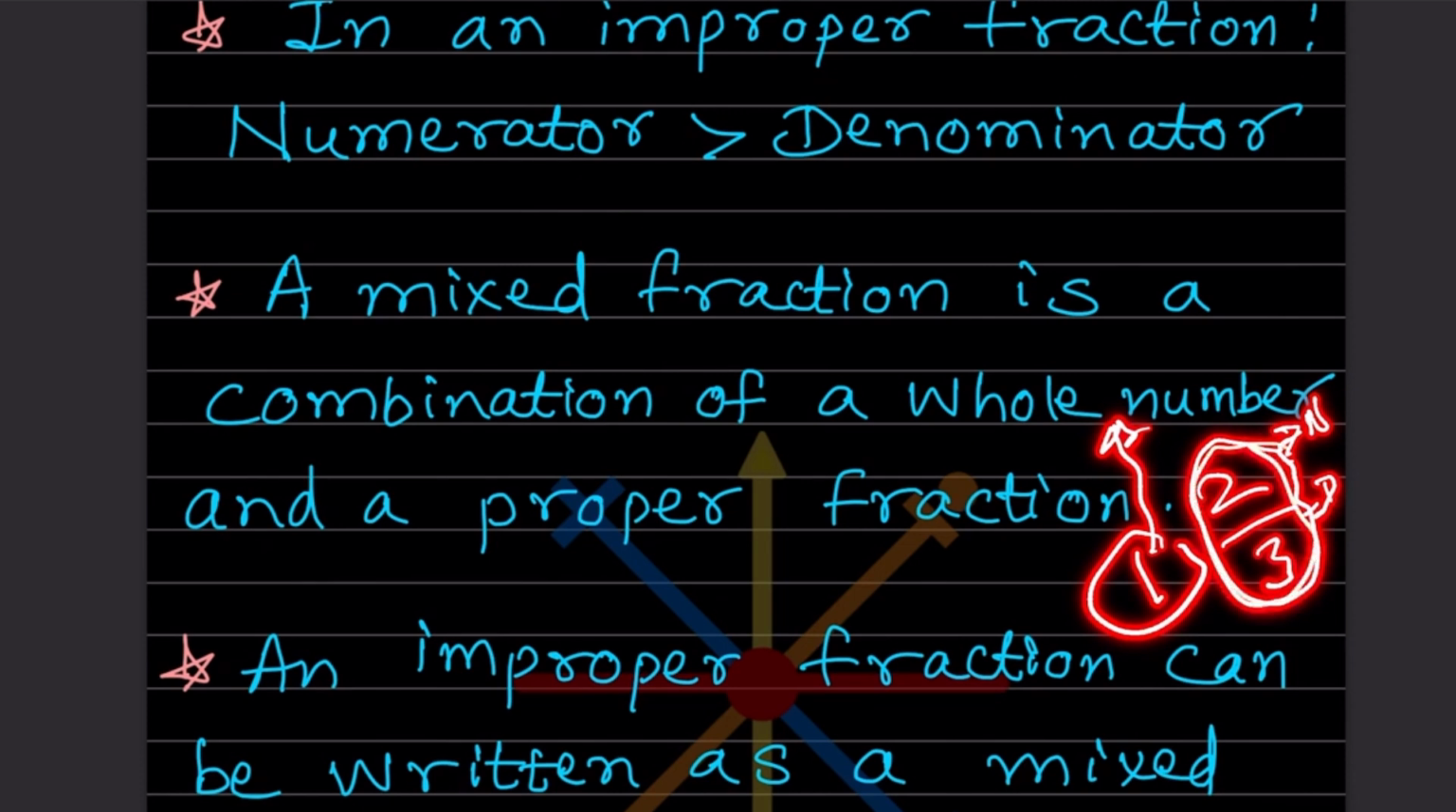2 by 3 is a proper fraction. You understood? If it was 3 by 2, it's not a proper fraction, it's an improper fraction. Hope you got the difference between this and this one. 2 by 3 will be a proper fraction and 3 by 2 is an improper fraction, because here the numerator is greater than the denominator.